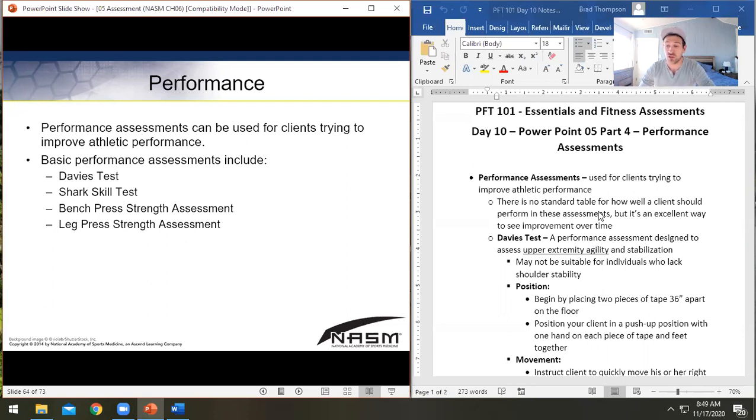So these are used for clients trying to improve their overall athletic performance. There really is no standard table for how well they should perform in these assessments, but it's a really excellent way for you to see improvements over time.